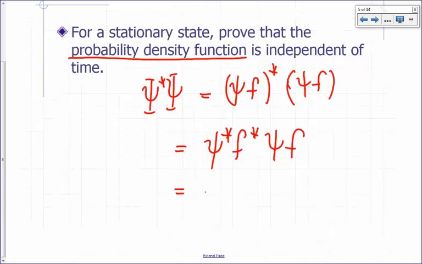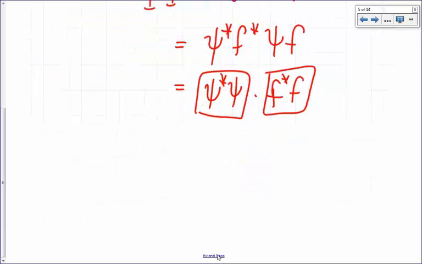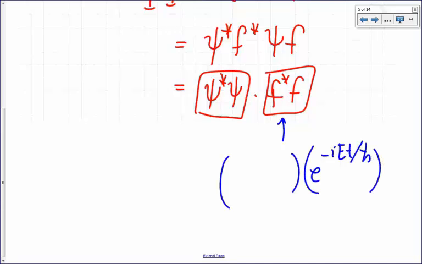And these are all just multiplications, so I can rearrange. Right? So I can say this is psi star times psi times f star times f. So what is f star? F is e to the negative i E t over h bar. So what is f star? Take the complex conjugate, you see an i replaced by negative i. So in this case, you're going to have e to the negative of negative i, so that's plus i E t over h bar.